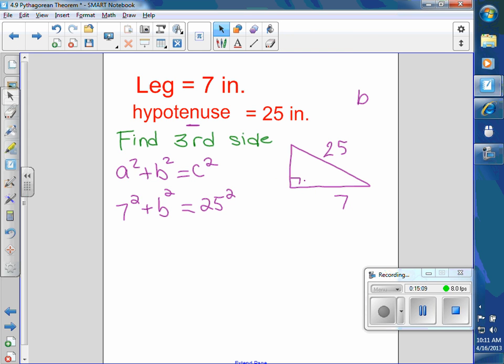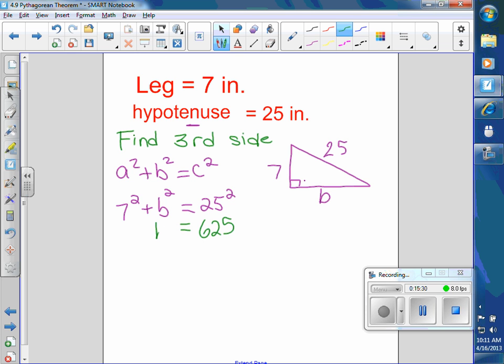Okay, so you could call this B or A. It just doesn't matter as long as they're legs. What matters is the 25 stands alone. So it would end up to be 25 times 25, 625. And that's 7 times 7, 49. And then you subtract 49.